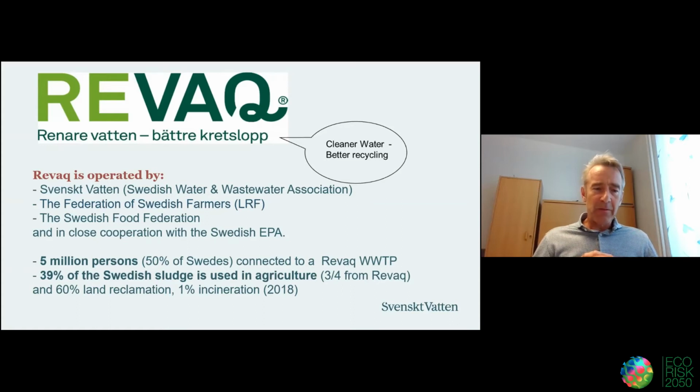And today, almost 40% of the sludge is used in agriculture. Only three quarters of it is from Reebok. We are not satisfied at all that sludge is still used in Sweden that does not fulfil the Reebok certification, but only the old Swedish legislation.